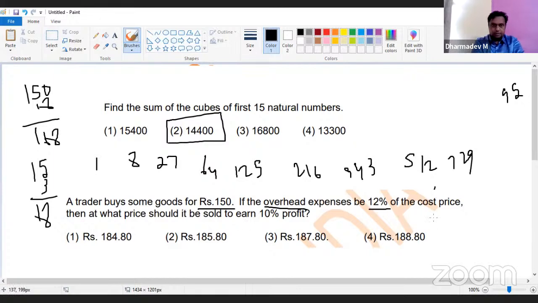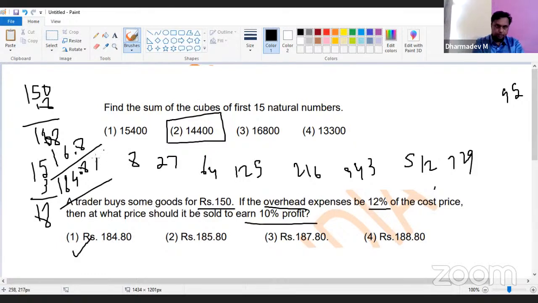So then it's given, at what price should it be sold to earn 10% profit? If there is an overhead expense of 12%, that means I'm adding the expense, and then making 10% of it. 10% of 168 is 16.8. So 168 plus 16.8 is 184.80. Yes, correct, 184.80.